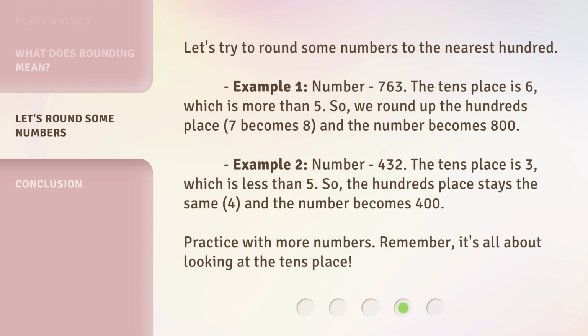Example 2. Number 432. The tens place is 3, which is less than 5. So, the hundreds place stays the same, 4, and the number becomes 400. Practice with more numbers. Remember, it's all about looking at the tens place.